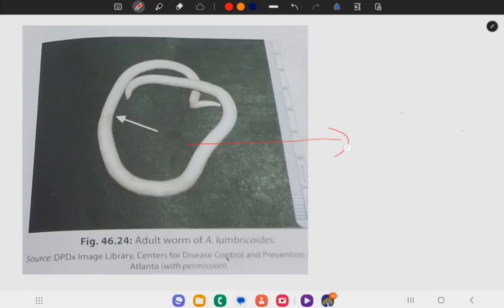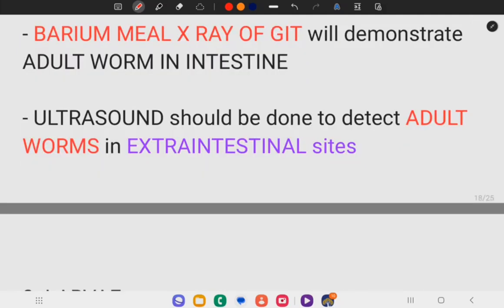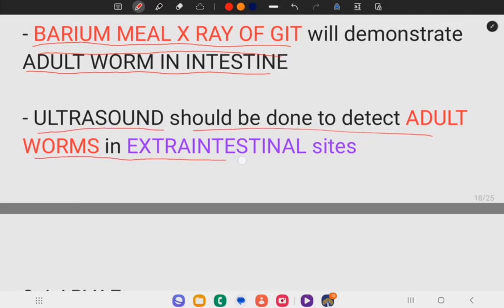Adult worm is cylindrical in shape. Adult worm can be detected in the intestine by barium meal X-ray of the gastrointestinal tract. Ultrasound is done to detect adult worm in extraintestinal sites.